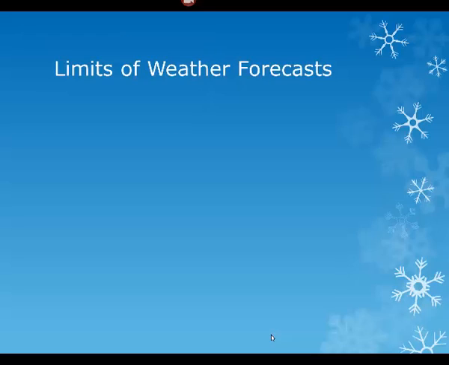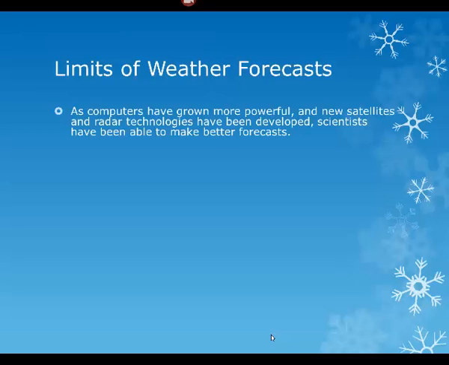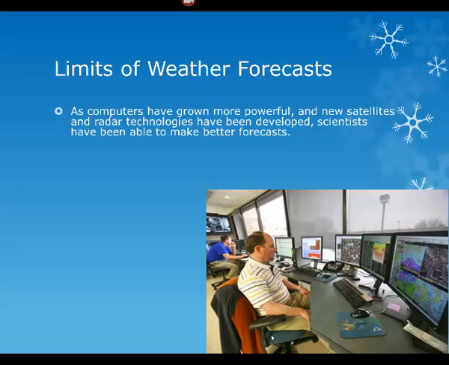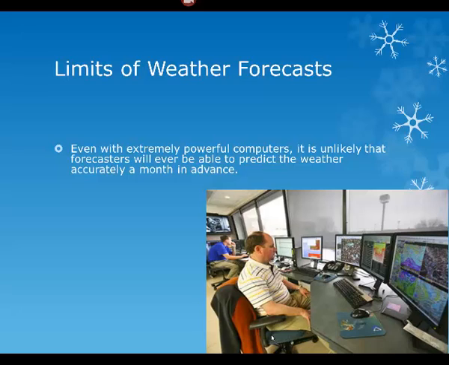There are limits of weather forecasts. Computers have grown more powerful, and new satellites and radar technologies have been developed, so scientists can make better forecasts using all of these tools. But even with the extremely powerful computers that we have, it's very unlikely that forecasters will ever be able to predict the weather accurately a month in advance.